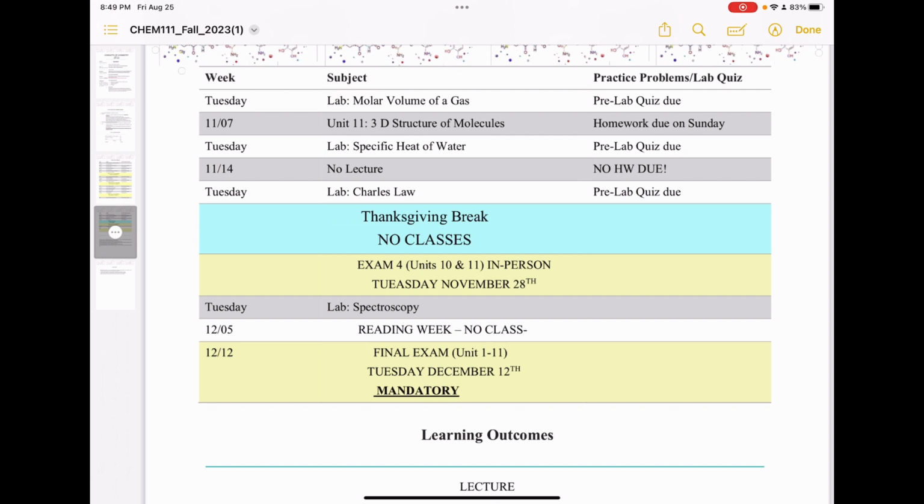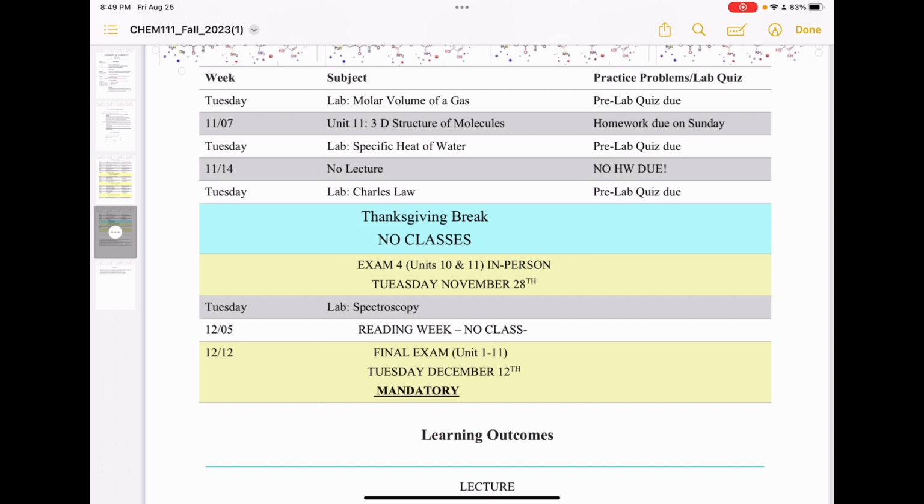Exam 4 will be done in person, and it will cover Unit 10 and Unit 11. After that, we'll have just one more week before the final comes, and that week will be the reading week. So there will be no lecture posted online because obviously we've covered everything at that point, hopefully. And we're not going to have a lab as well.